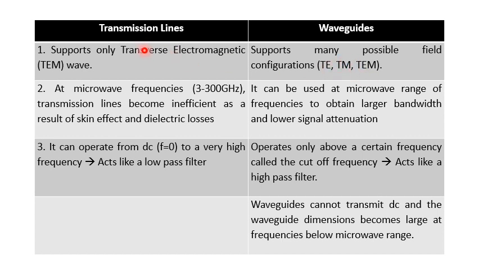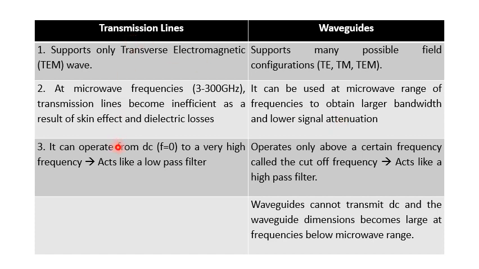Now, transmission lines are used at lower frequencies. That is, at higher frequencies the transmission line becomes inefficient due to the skin effect and dielectric losses. A waveguide is a structure that can be used at microwave range frequencies and can be used to obtain a larger bandwidth with a lower signal attenuation.